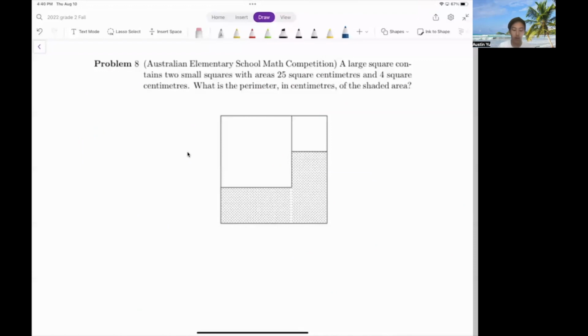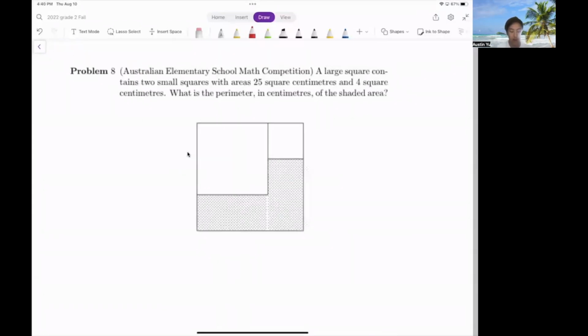Problem 8. A large square contains 2 small squares with areas 25 square centimeters and 4 square centimeters. What is the perimeter in centimeters of the shaded area? You have the areas of 25 square centimeters and 4 square centimeters. Obviously the larger one is the one with 25 square centimeters. The square has the same side length on every side, so you just do 5 and 5, because 5 times 5 is 25. So 5 by 5. And the smaller one is obviously the one with 4 square centimeters, so it's 2 by 2.